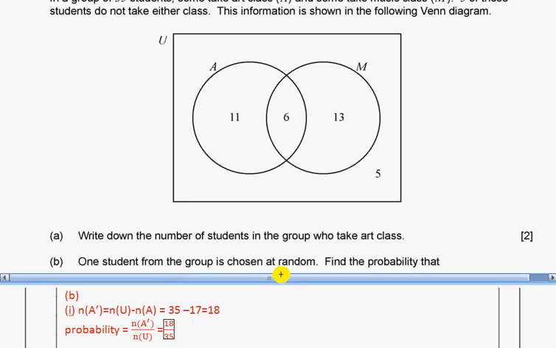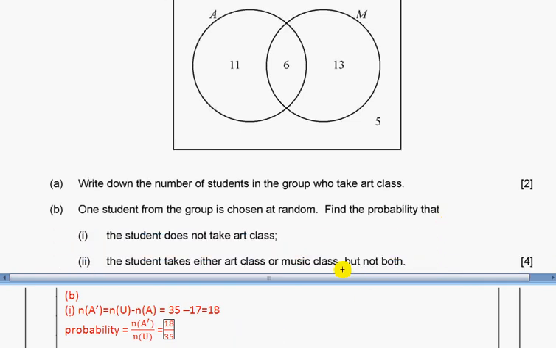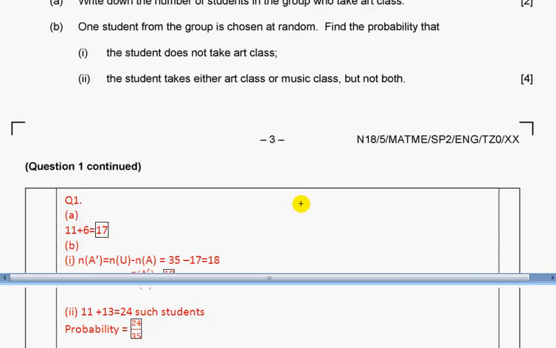One student from the group is chosen at random. Find the probability that the student takes either art class or music, but not both. So either 11, 13, and not 6. So 11 and 13 give us 24. So here we have 24 over the total 35. So this question is done.